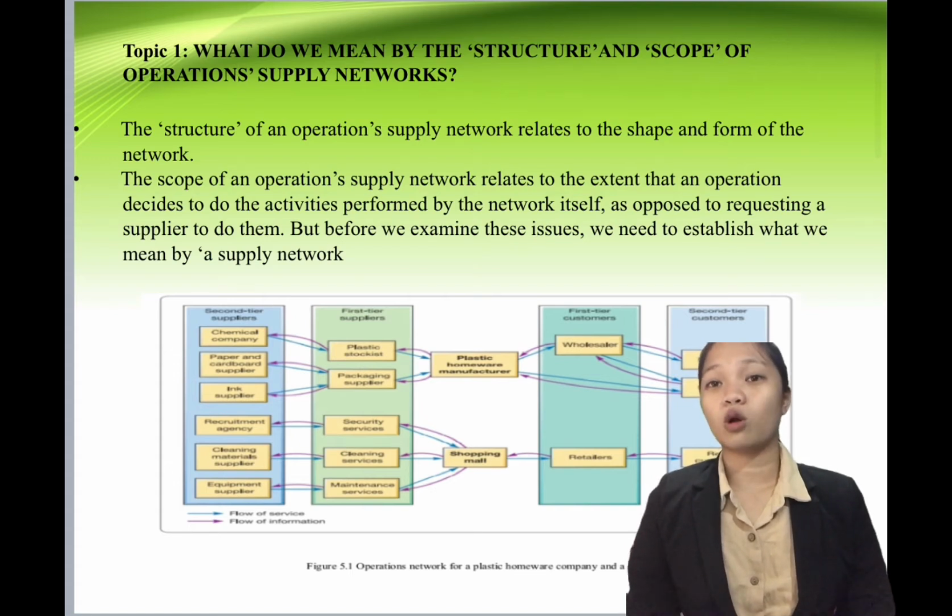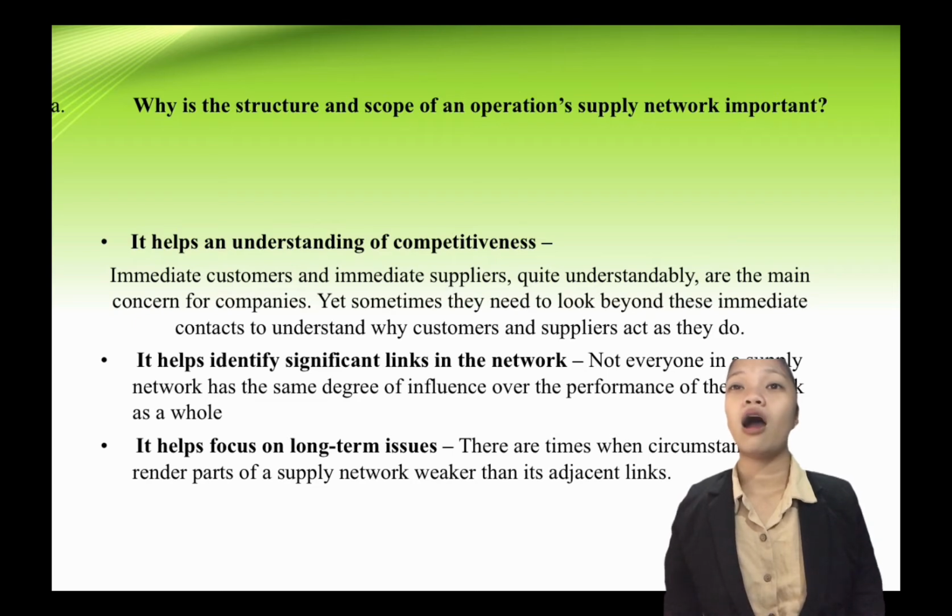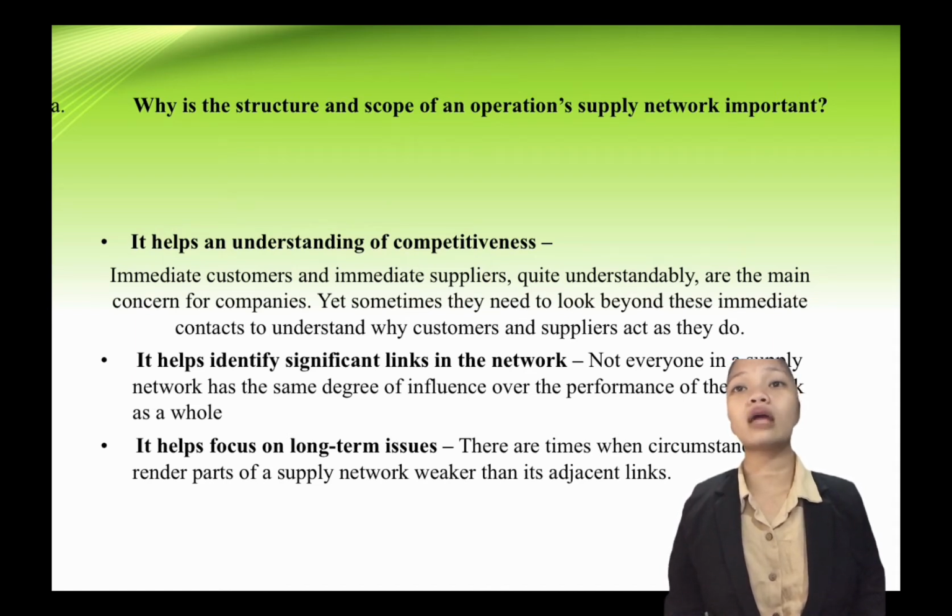Why is the structure and scope of an operation supply network important? It helps an understanding of competitiveness. Immediate customers and immediate suppliers, quite understandably, are the main concern for companies. Yet, sometimes they need to look beyond these immediate contacts to understand why customers and suppliers act as they do. It helps identify significant links in the network. Not everyone in a supply network has the same degree of influence over the performance of the network as a whole.